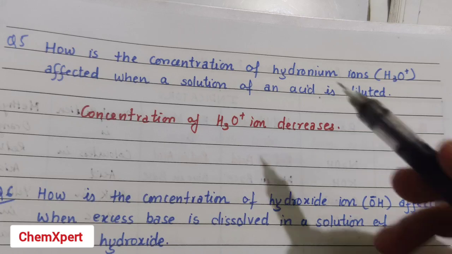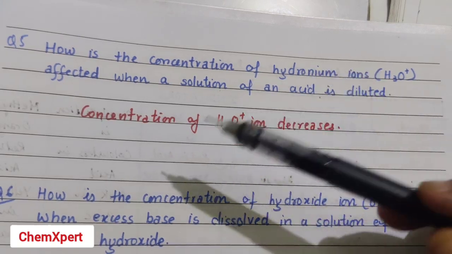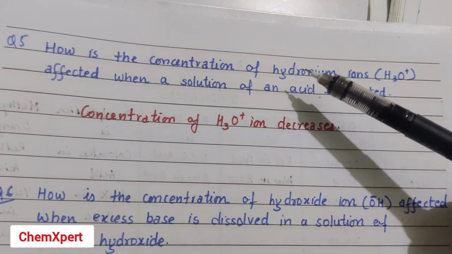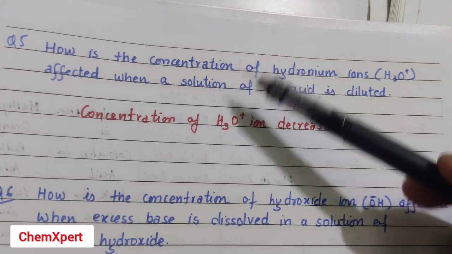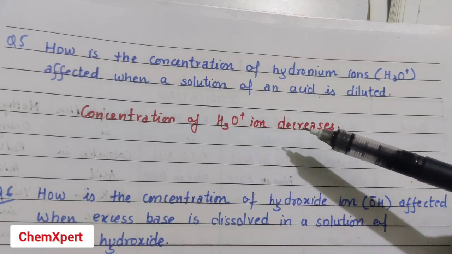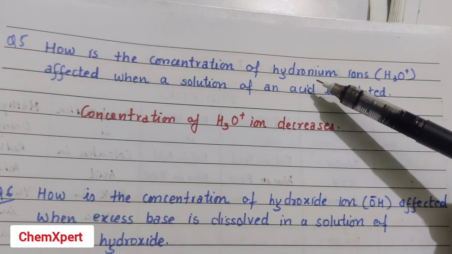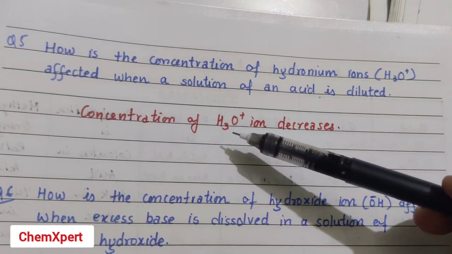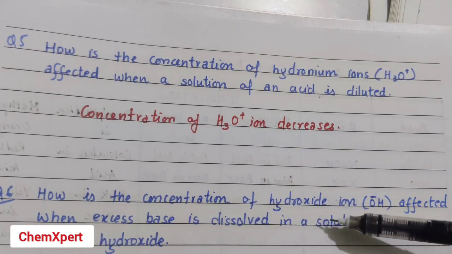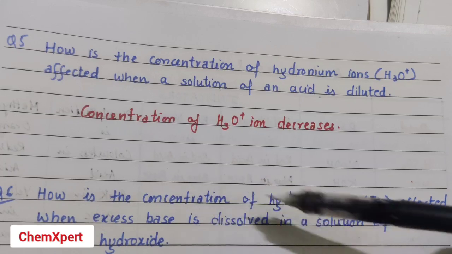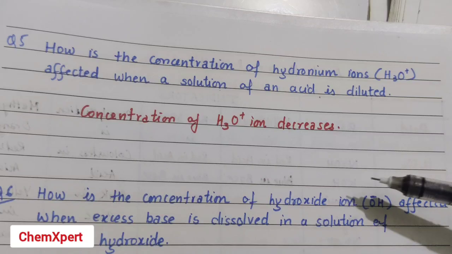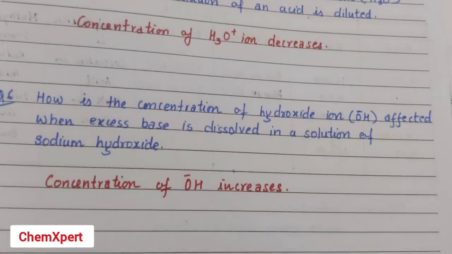Next, how is the concentration of hydronium ion affected when a solution of an acid is diluted? So when we are diluting the acid, the concentration of water increases, but since H plus ion or acid is in the same amount, the concentration of H3O plus now decreases. So on dilution, strength of acid decreases, or we can say concentration of hydronium ion decreases. But how is the concentration of hydroxide ion affected when excess base is dissolved? Now we are adding excess base, meaning more OH minus, so now the concentration of OH minus increases.